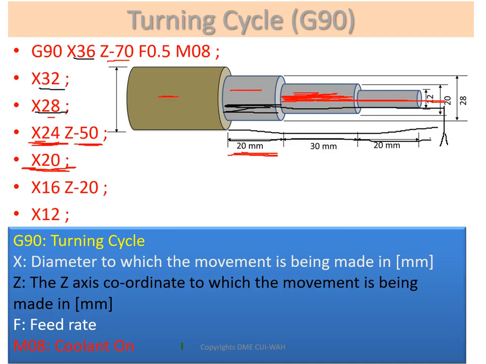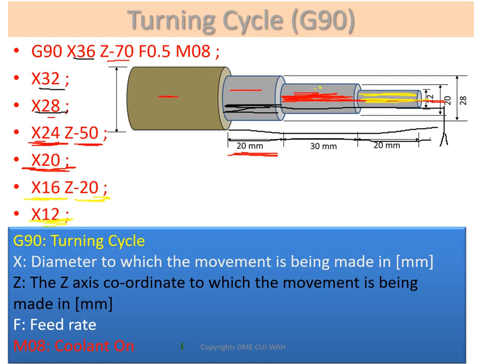In the next and final part, we have to bring this part diameter up to 12 mm. So you see here the command is X16 and Z minus 20. Now what will happen? From this 20 mm, the tool will move up to 20 mm in this part, up to this length. And now it will bring the dia from this 20 mm to 16 mm. In the first part, the dia will be reduced to 16 mm, and in the next part, the dia will be reduced to 12 mm.